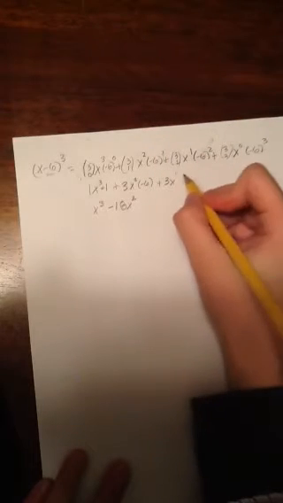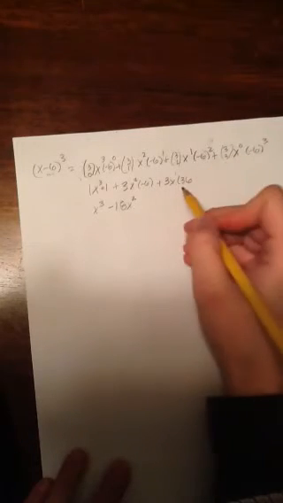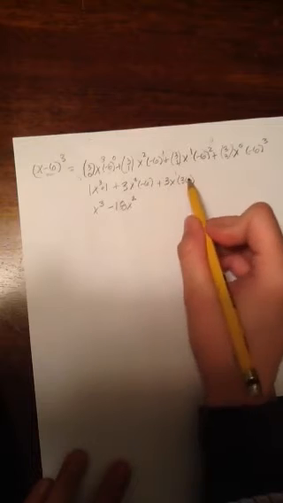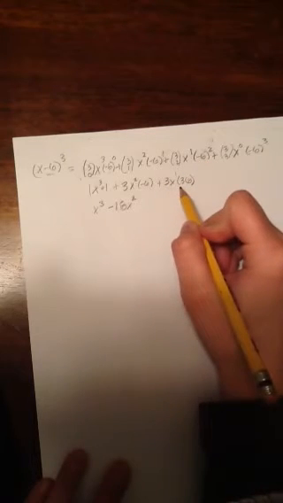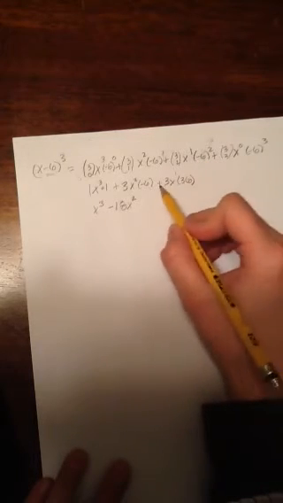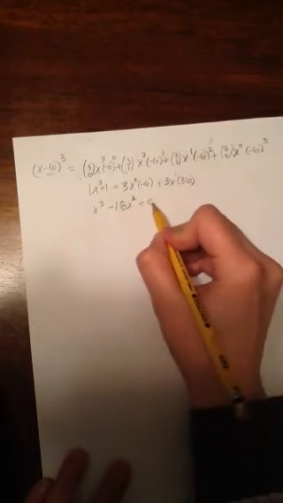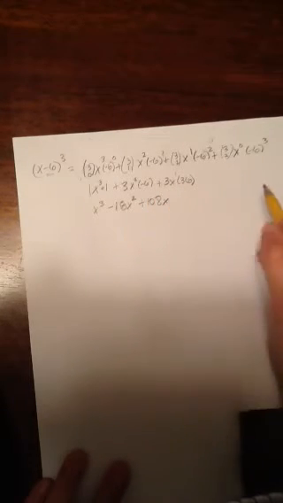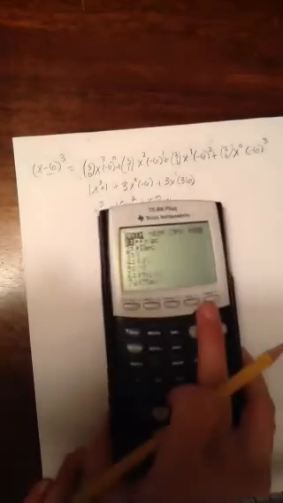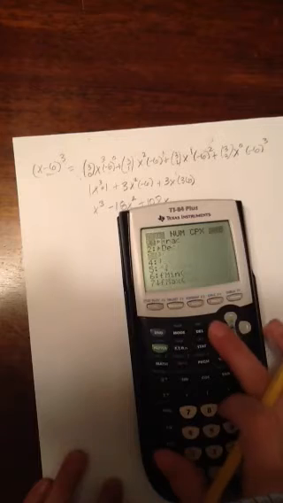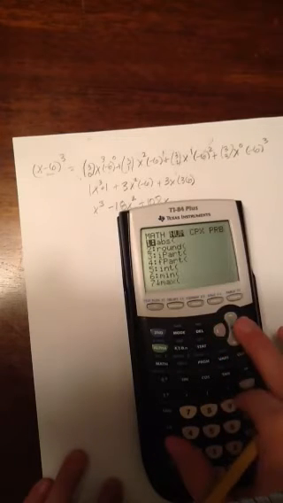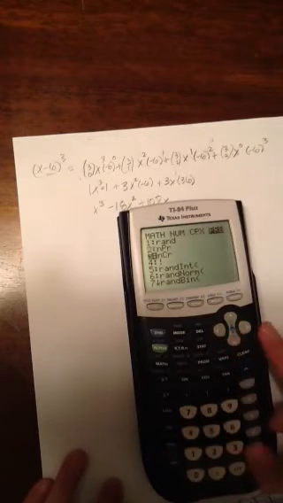And then negative 6 squared is a positive 36. So then we have 36 times 3 gives us 108. Notice negative 6 squared is positive 36. So positive times positive is still positive, so this is positive 108x. And then 3 choose 3, if we go back to the calculator, is 1.